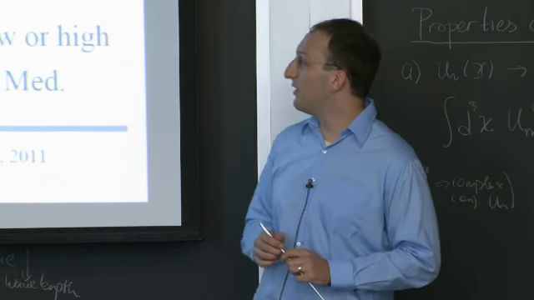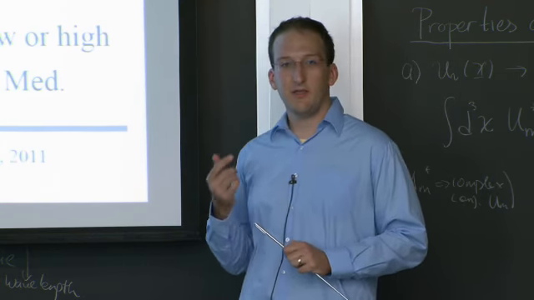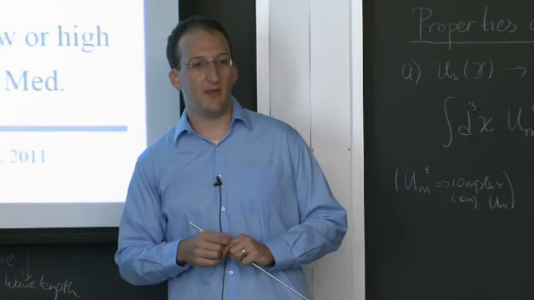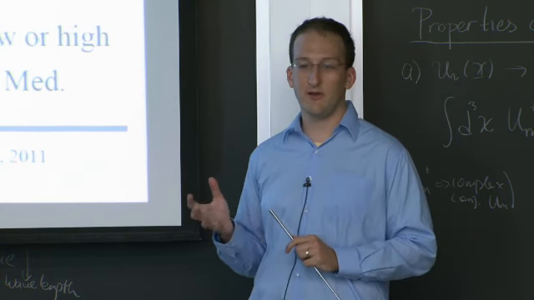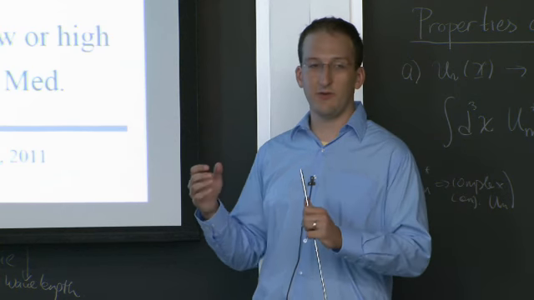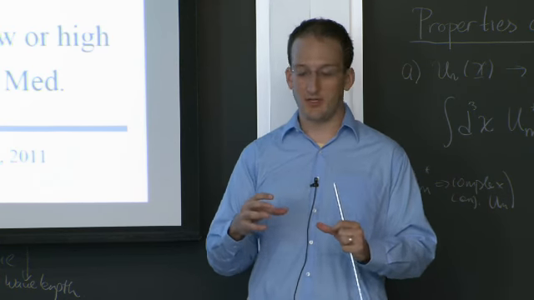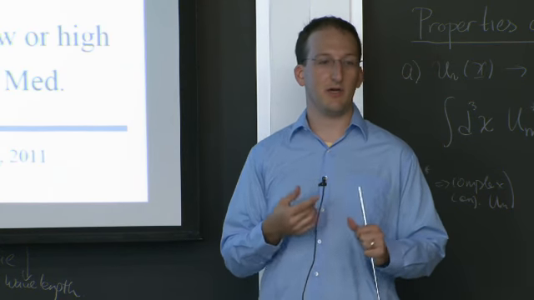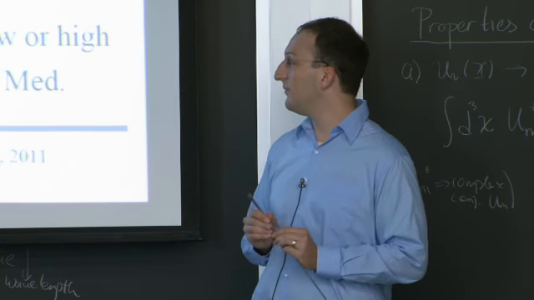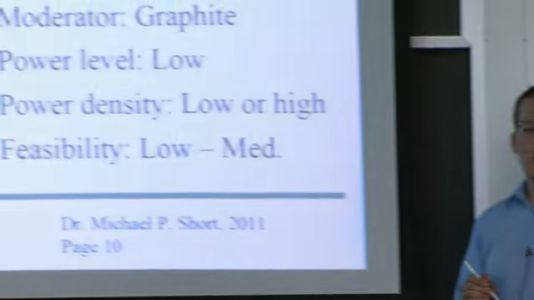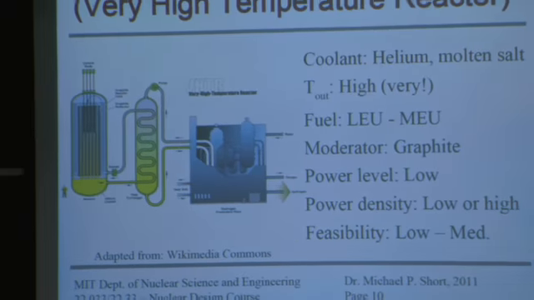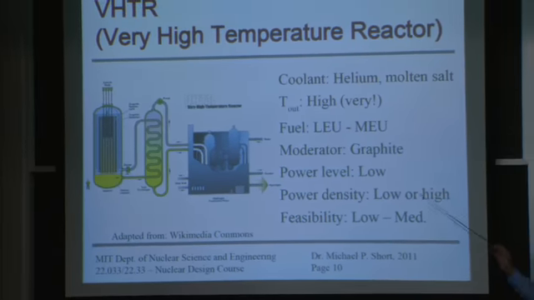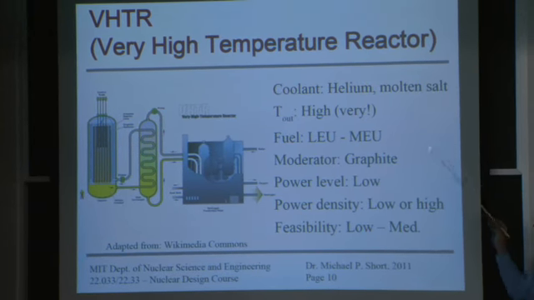It's a graphite moderator, and there's some similar features to a pebble bed. You can still have some of those kernels that are either in spheres or they're encased in what's called prismatic blocks, these hexagonal prisms of graphite with these particles inside them. It'll be a fairly low power level, at least the designs I've seen. The power density changes depending on which coolant you're using.